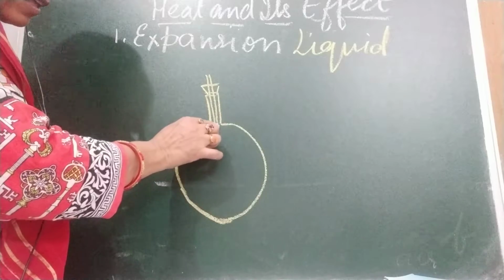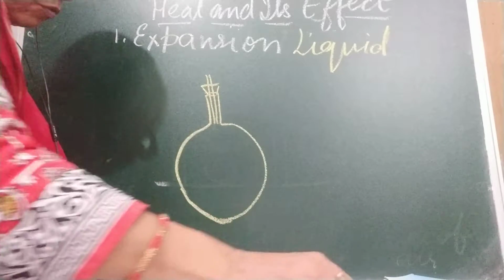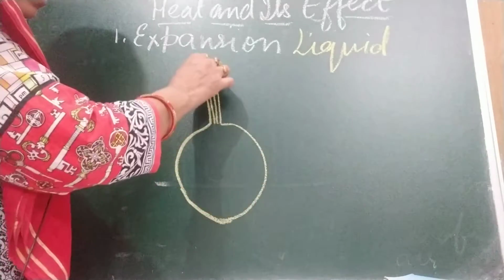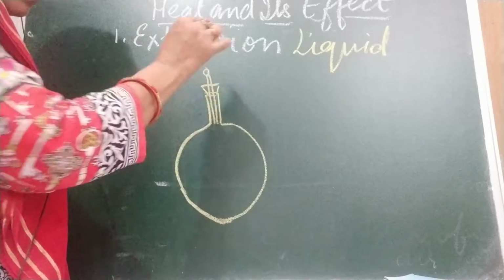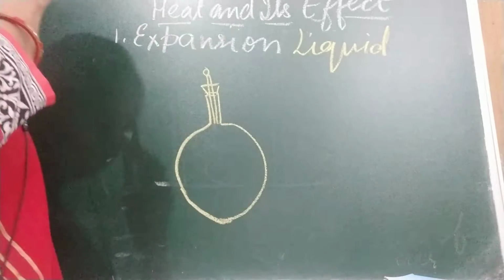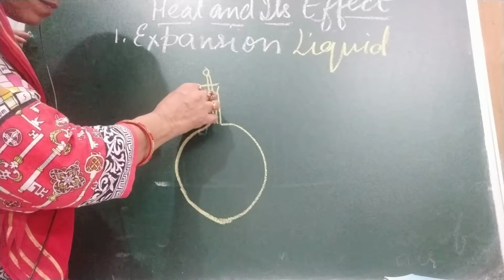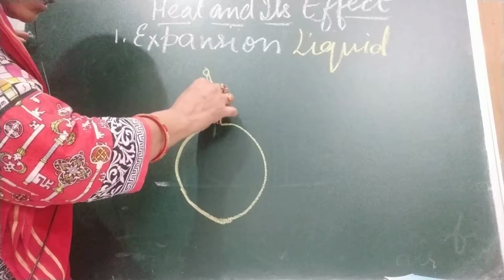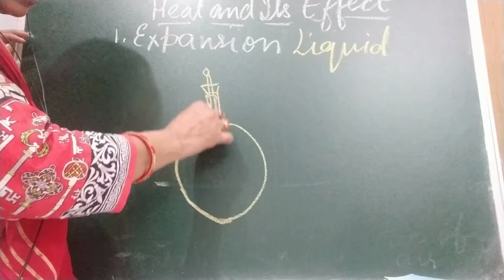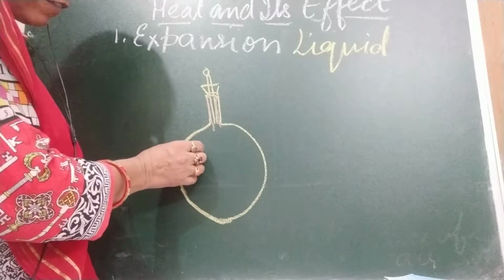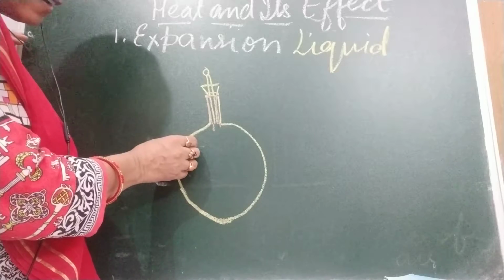Now what we will do, we are going to fill the flask up to the brim. This is the brim. We are going to fill the liquid, or water, we say.